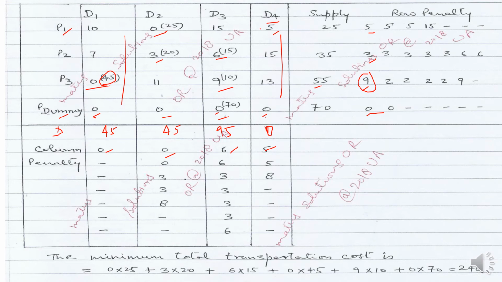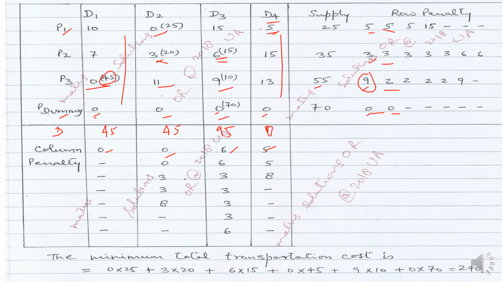Now for allocation, we come to row penalties and column penalties again. For the first row P1, 0 is the minimum and next to it is 5, so we get 5 here. Then we come to the second row, minimum is 3 and next to it is 6, so 6 minus 3 is 3. We come to the next, 9 and 11, so the difference is 2, and next to it is 0 and 0, so this is 0.